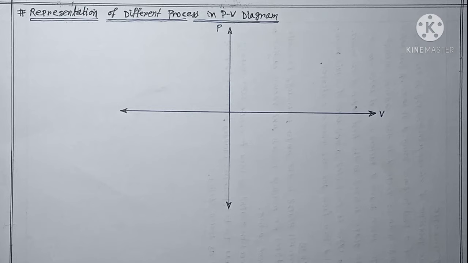Many times if there is a single process you can represent it, but if there is more than one process, then you get confused whether this process will be below this one or above this one. After seeing this video, such confusion will not be in your mind. So please watch the video till the end.